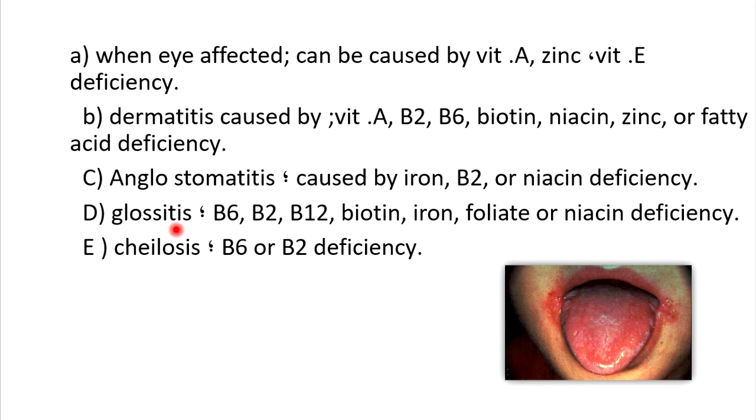Glossitis in the tongue may be caused by B6, B2, B12, biotin, iron, folate or niacin deficiency. Cheilosis means تشقق الشفة. May be due to deficiency of B6 or B2 deficiency. Look in this picture, glossitis.